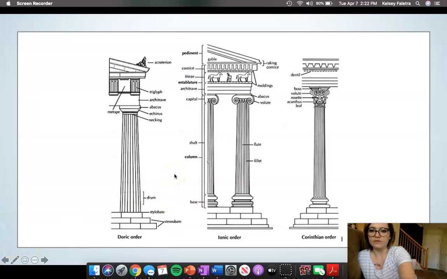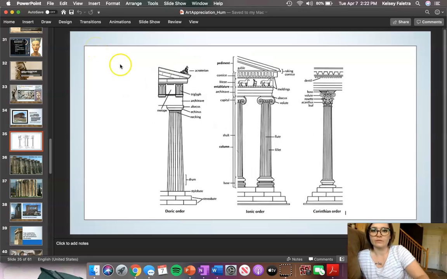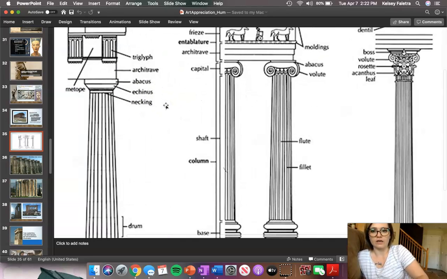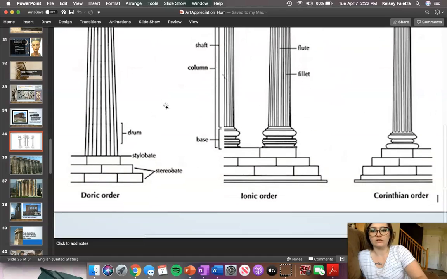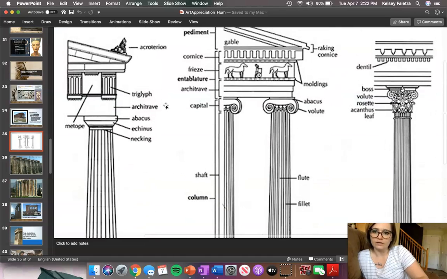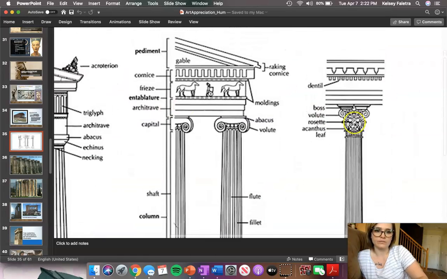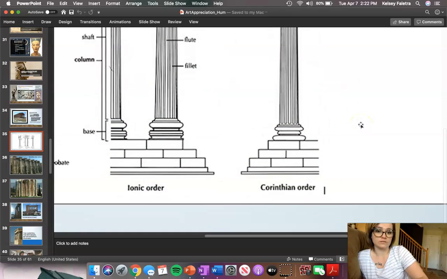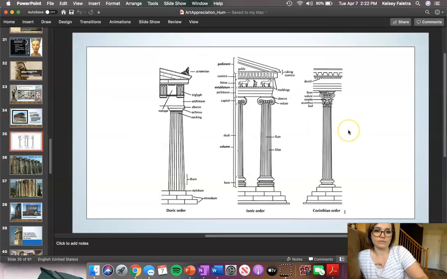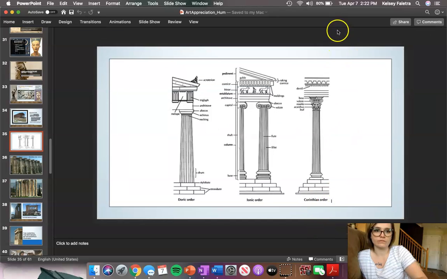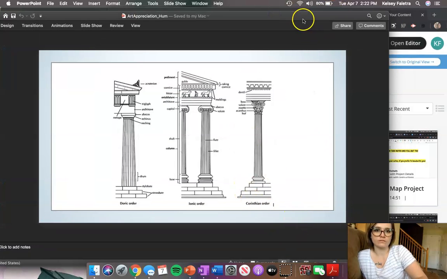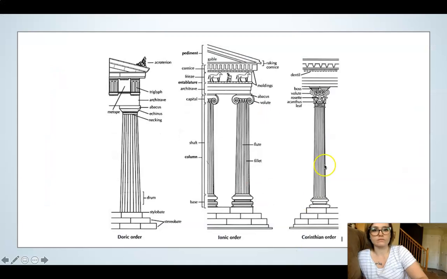Here are the three types of columns. So we've got the Doric here. And then the Ionic, and then the Corinthian. Notice they each have sort of unique characteristics, hence they have three different names.